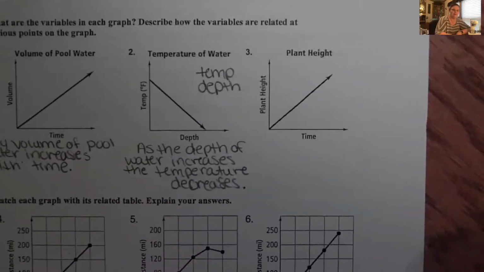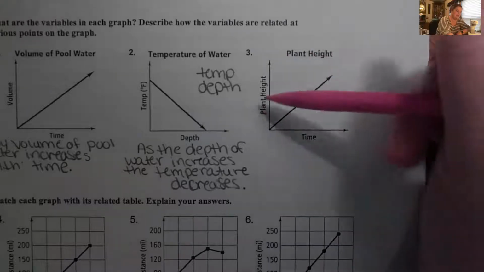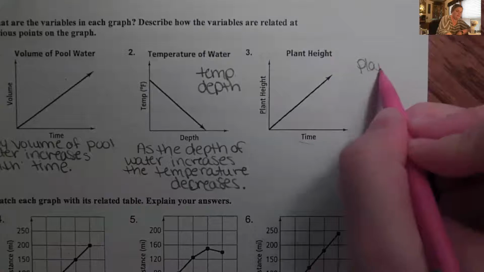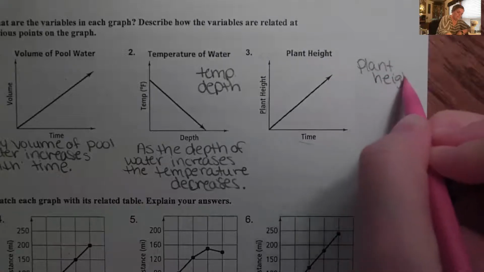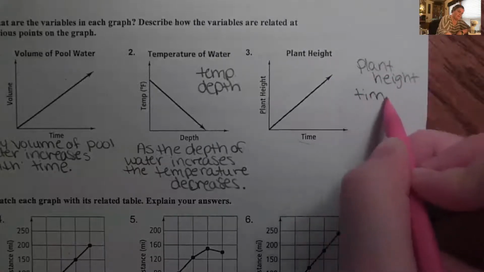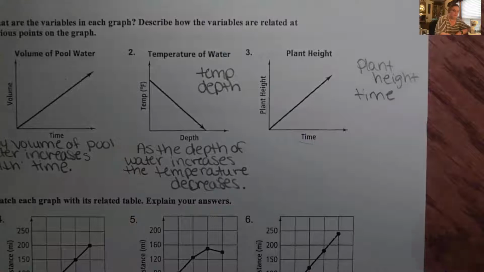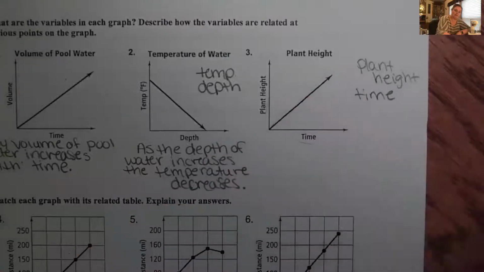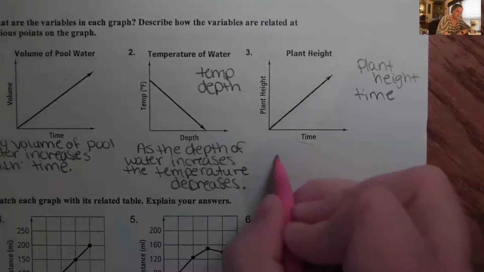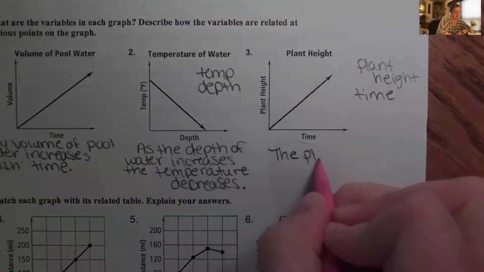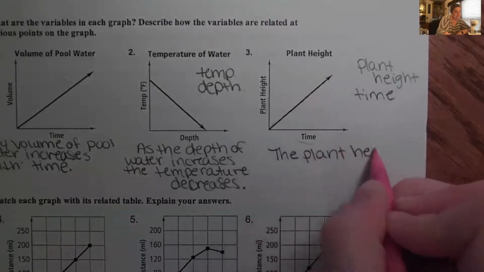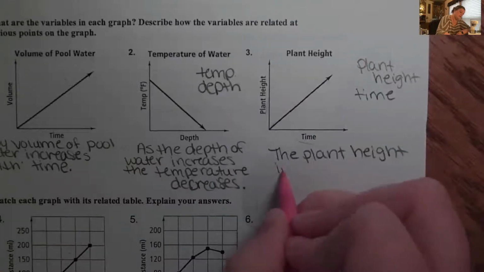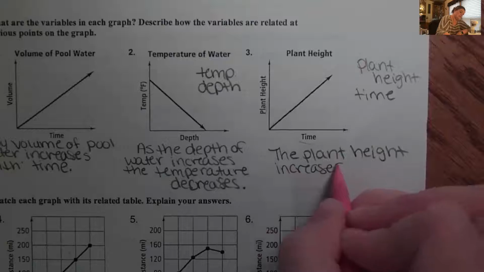Okay, number three, two variables. It's talking about plant height, so the plant height and time. Plant height and time are my two variables. Now time is increasing going this way. What's happening with that plant height? It's increasing. So the plant height increases with time.